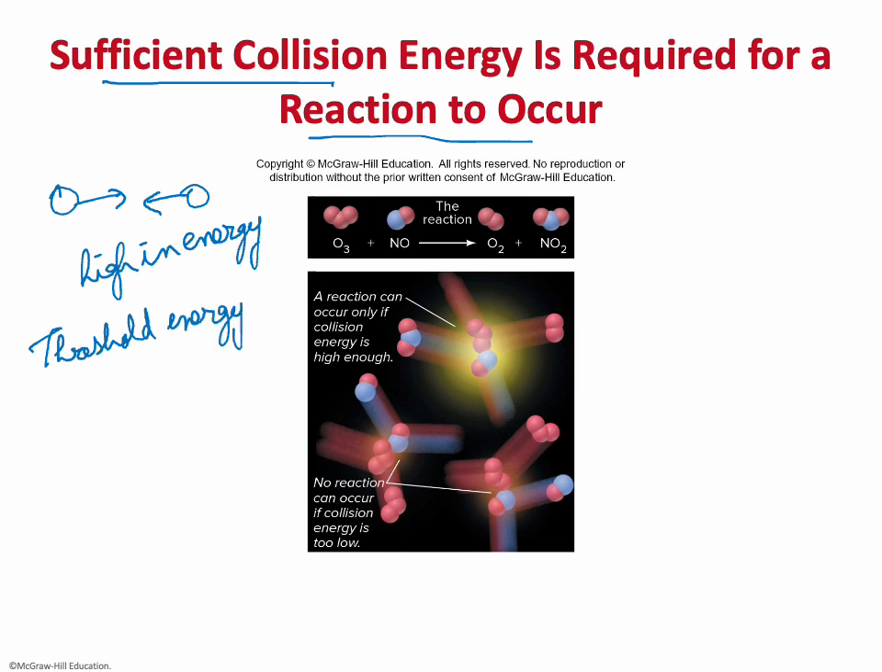As long as this collision is happening at an energy greater than this threshold, it is going to produce products. Whereas no reaction can occur if the collision energy is too low. So they need to collide. First thing, they need to collide at a higher energy than the threshold value. Only then will they produce products.